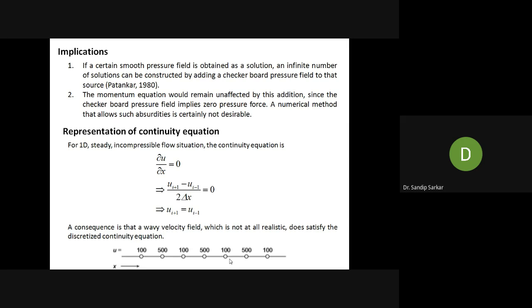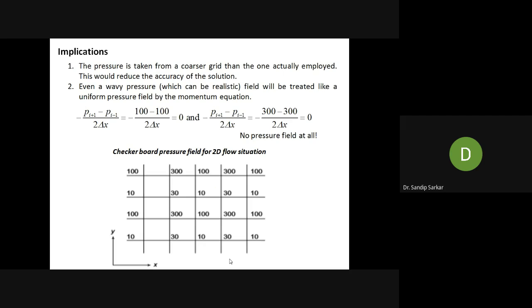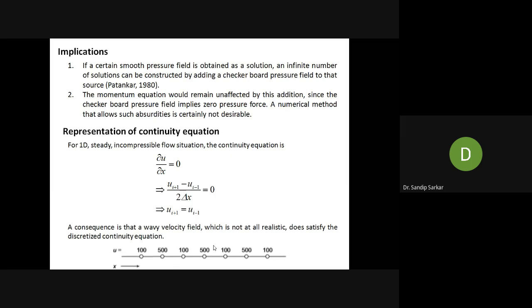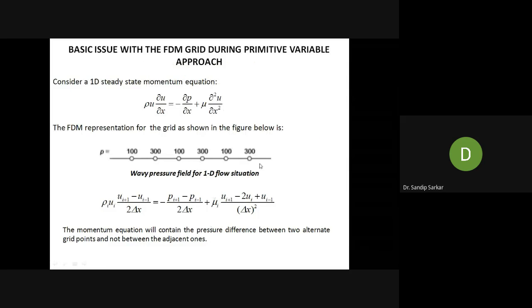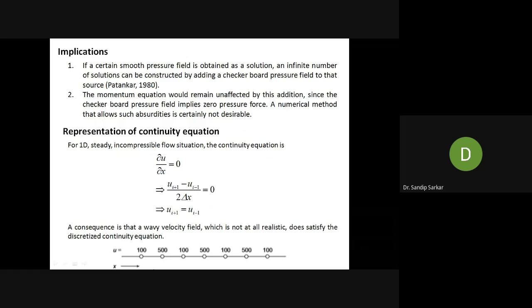Similarly, once you discretize the continuity equation, we again prove that if we use this similar primitive variable approach with the finite difference kind of methodology, with the checkerboard pressure field or any zigzag pressure field, you will end up with a wavy velocity field in relation to the continuity equation. That means you end up with a wavy kind of velocity field because velocities are equal after one grid point apart. So u(i+1) equal to u(i-1).